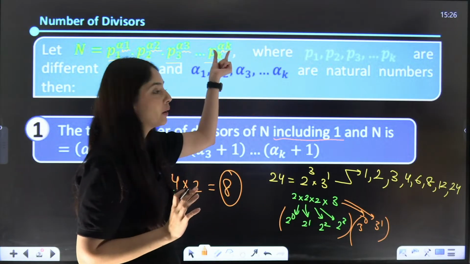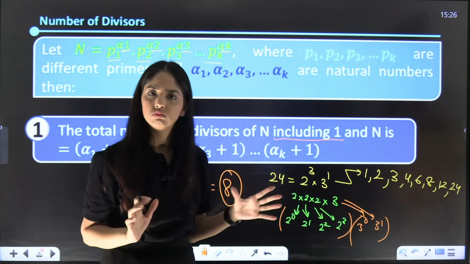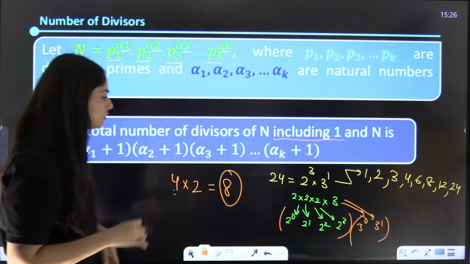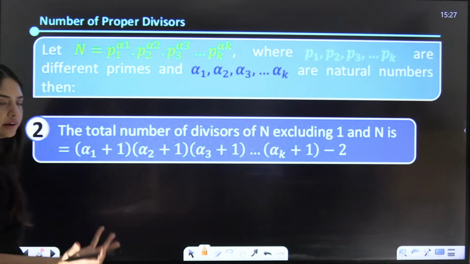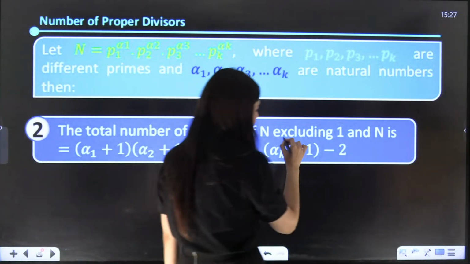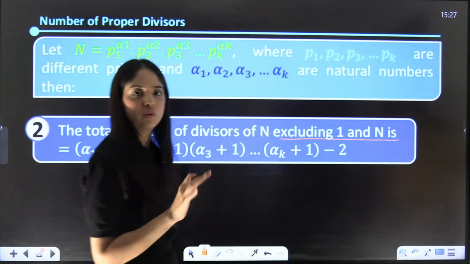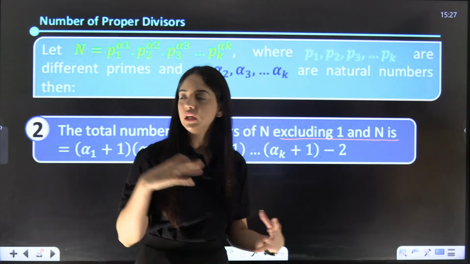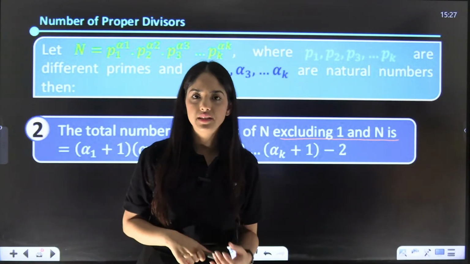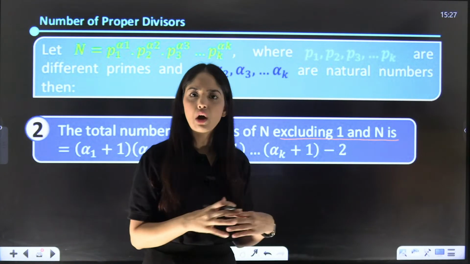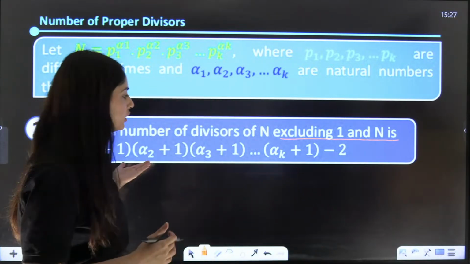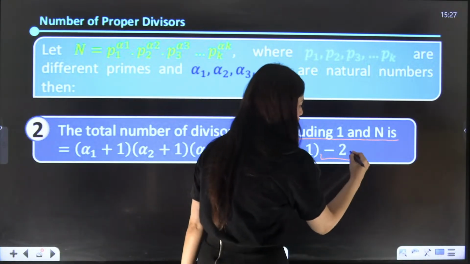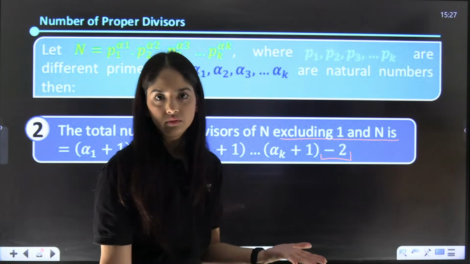If the power is 1, then 1 plus 1, 2. Now, if we are not including 1 and n, we're not counting 1, we're not counting the natural number itself. Other than those two, we are counting all of them. So, out of the total, we will just subtract 2 and we'll get our answer, right?